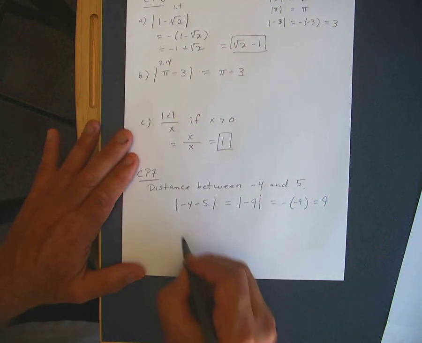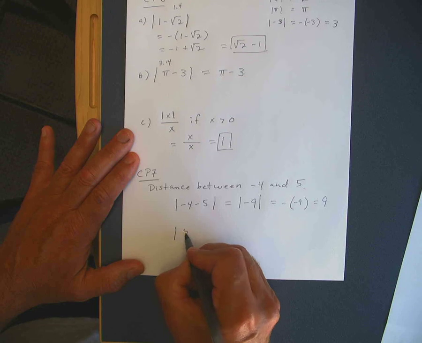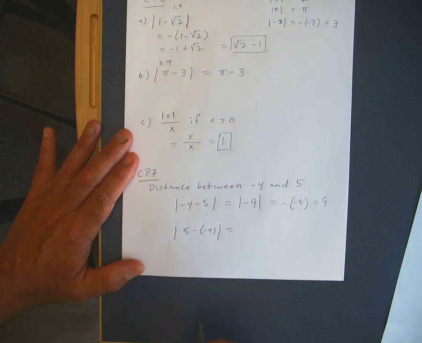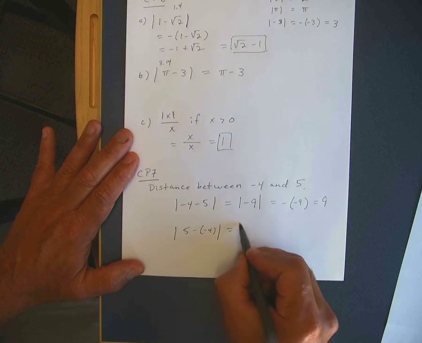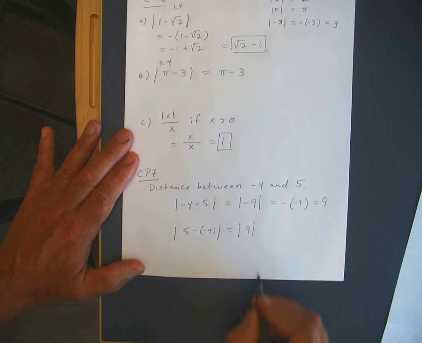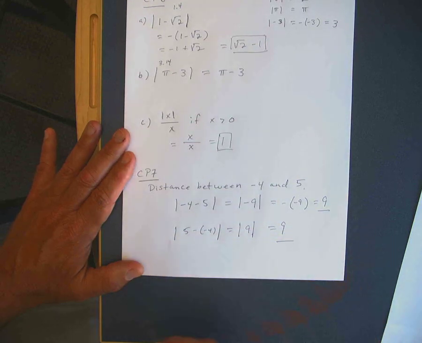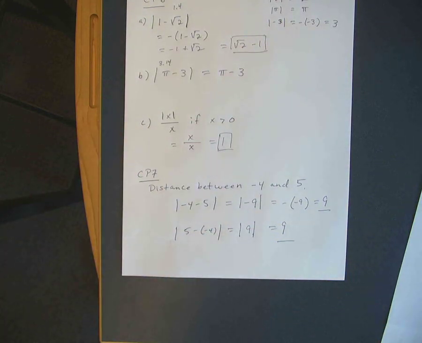If you subtract them in the other order, 5 minus negative 4, we should get the same thing. 5 minus negative 4 is 9, so we have the absolute value of 9. 9 is positive, so the absolute value of 9 is 9. So you end up with the same thing regardless of the order that you subtract them in, if you put the absolute value in.